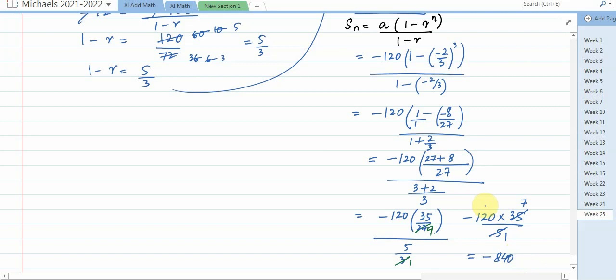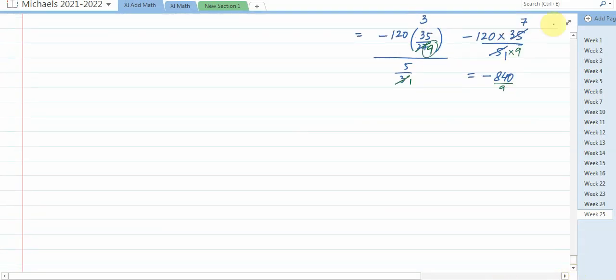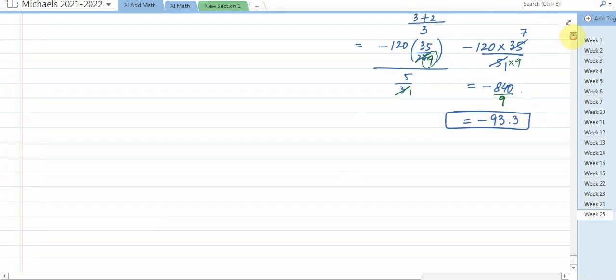Alright, but here I have forgotten this 9. So it will be divided by 9. The final answer after division by 9 will be minus 93.3. That is your answer for the sum part.